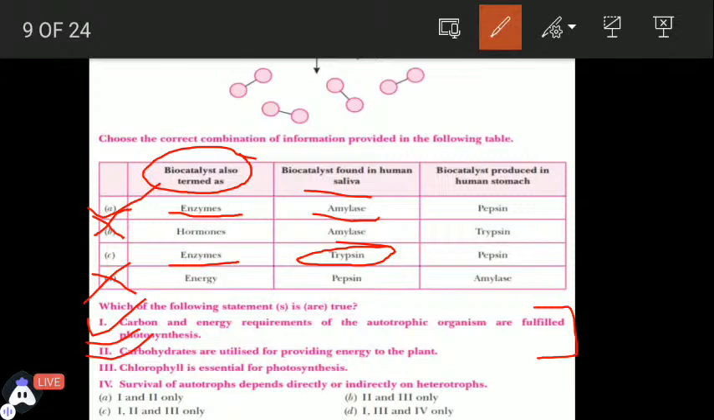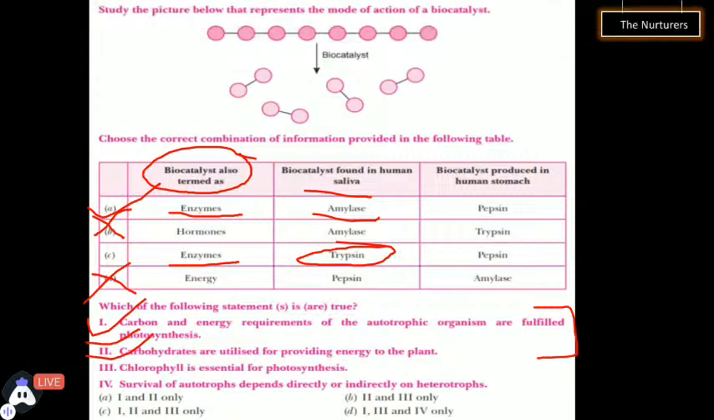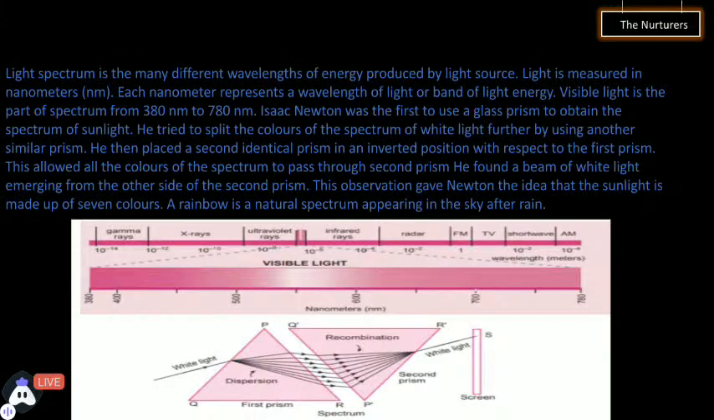Yes, their food is carbohydrate, that is C6H12O6. So that is used for providing energy to the plant. And third is chlorophyll is essential for photosynthesis. Yes, as chlorophyll is responsible for trapping of the energy of sunlight. So yes, chlorophyll is essential for photosynthesis. And all these 3 points come up in part C. So the correct answer would be first, second and third only. Okay. Proceeding to the next case study.